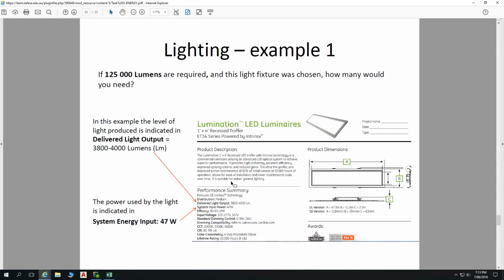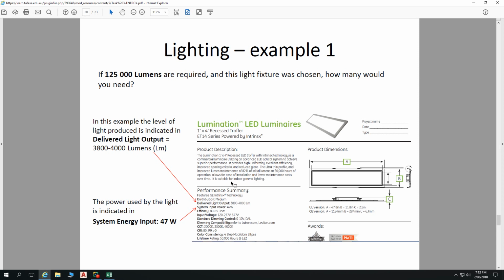So how do we calculate the number of light fittings we need to produce the 125,000 lumens? Anybody? Well, it's going to be 125,000 divided by 3,800. So just quickly, 125 divided by 38. It says 32.89 light fittings. We don't get 0.89 light fittings, so we go to 33 light fittings.